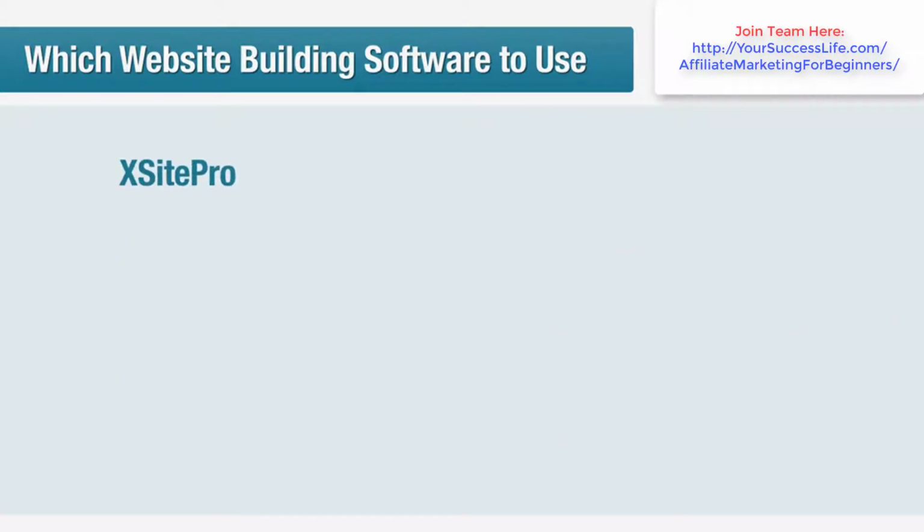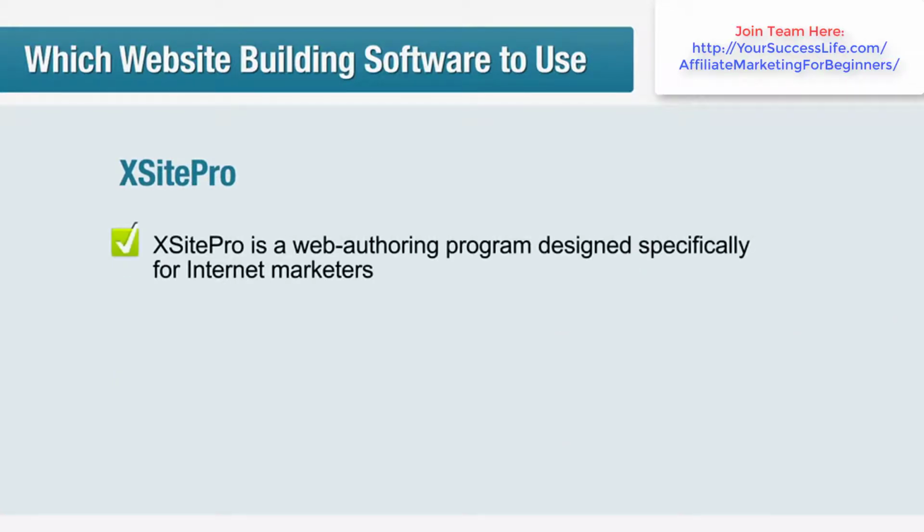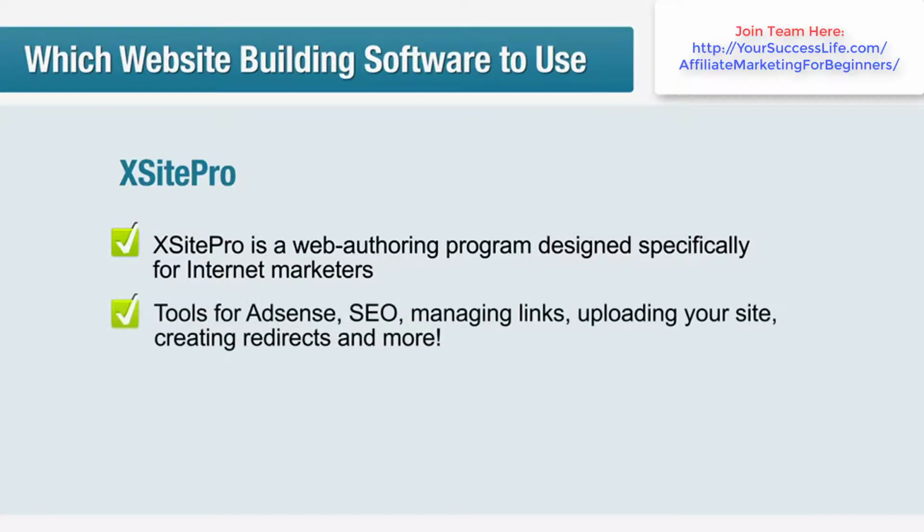Xsite Pro. Xsite Pro is a web authoring program designed specifically for internet marketers. It is designed to greatly streamline the website production process by sticking to the functions and layouts that internet marketers need and use most often. Xsite Pro provides utilities and functionality for setting up AdSense, doing your SEO, managing links, uploading your website, creating redirects, updating navigational pages, and even creating pop-ups. Basically, all the dirty work.